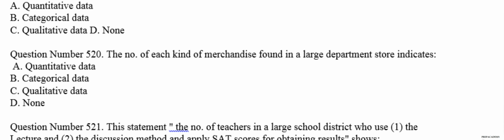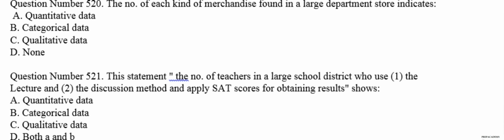Question number 520. The number of each kind of merchandise found in a large department store indicates A. Quantitative data, B. Categorical data, C. Qualitative data, D. None. The correct answer is option B. Categorical data.